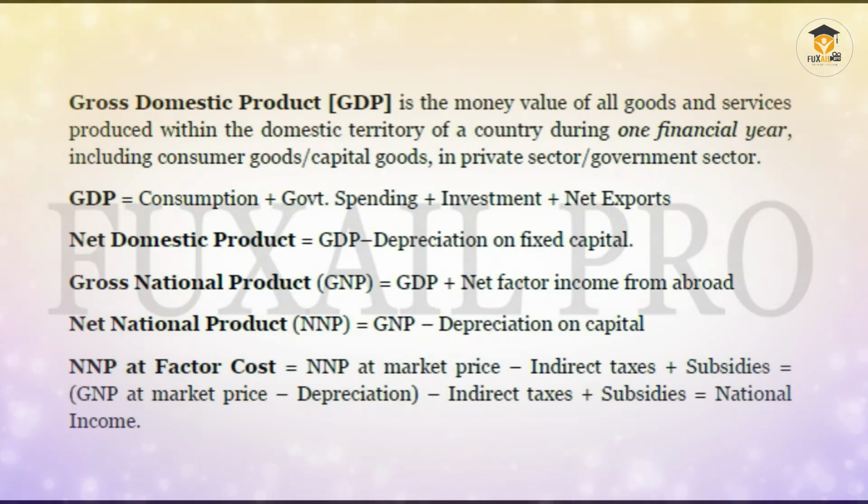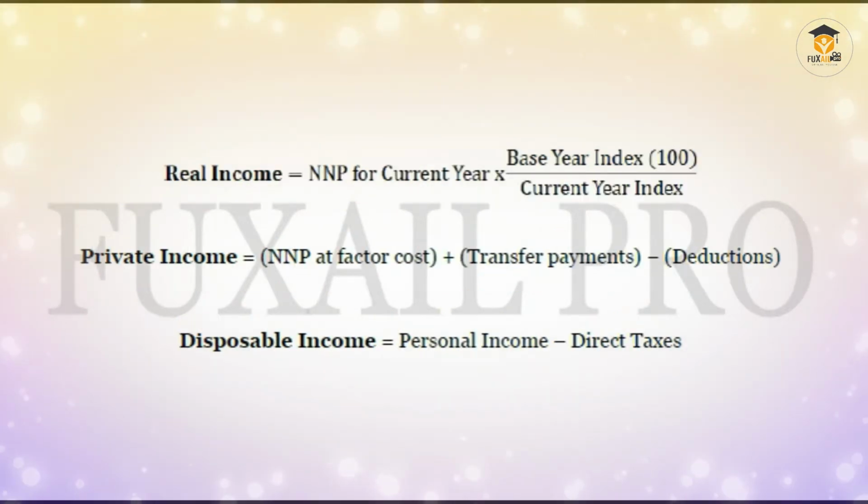NNP at factor cost equals NNP at market price minus indirect taxes plus subsidies. GNP at market price minus depreciation, minus indirect taxes plus subsidies equals national income. Private income equals NNP at factor cost plus transfer payments, minus deductions. Disposable income equals personal income minus direct taxes.